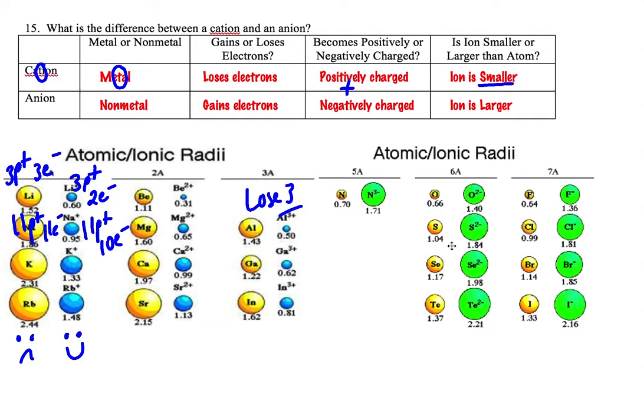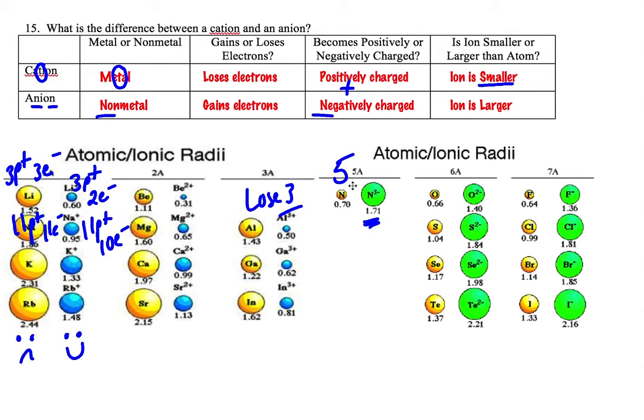Now over here, these are your anions. Remember NN? One's for negative, one's for nonmetal. All your nonmetals on this side of the periodic table, these guys are all going to gain electrons. And look at what happens. Here's nitrogen. It's got 5 valence. It needs to get up to 8, so it's going to gain 3.